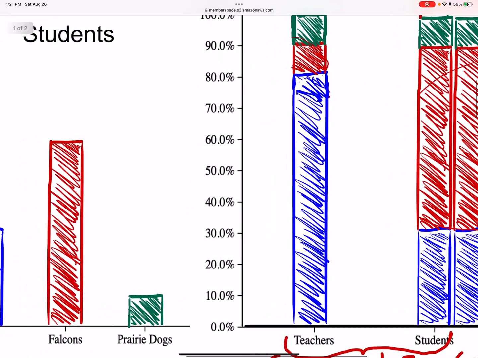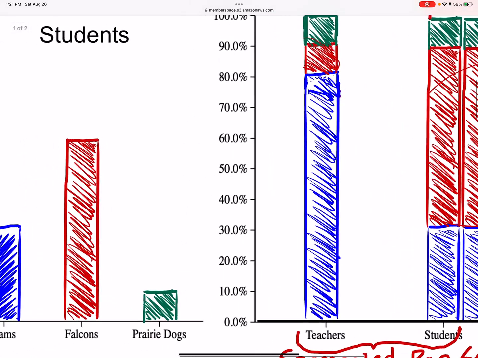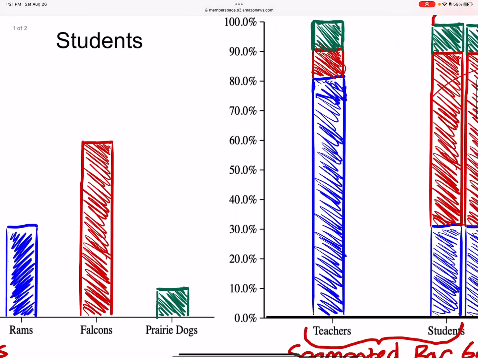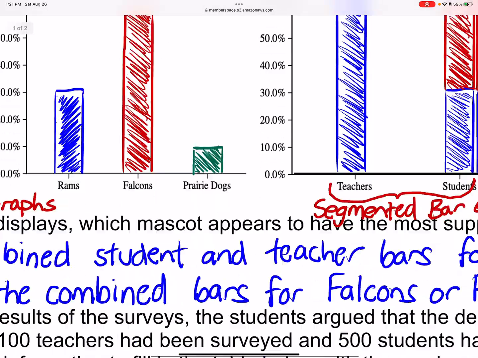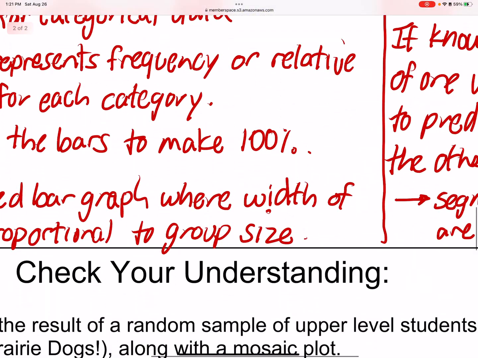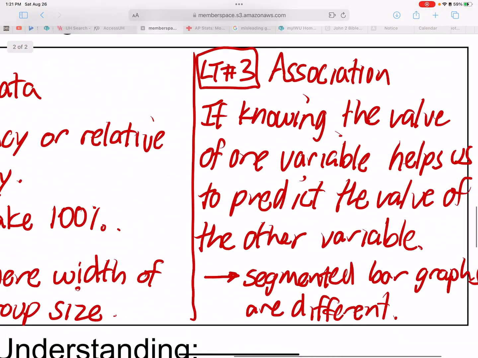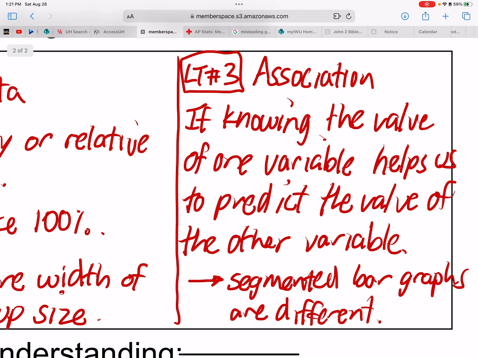Is there an association between if you're a student or a teacher and which one you like? Well, obviously there is, because the students clearly like the Falcons way more than the teachers. So if there's an association, remember that the bar graphs are different. The percentages, the frequency bar graphs, the segmented bars are different, and they are not independent.